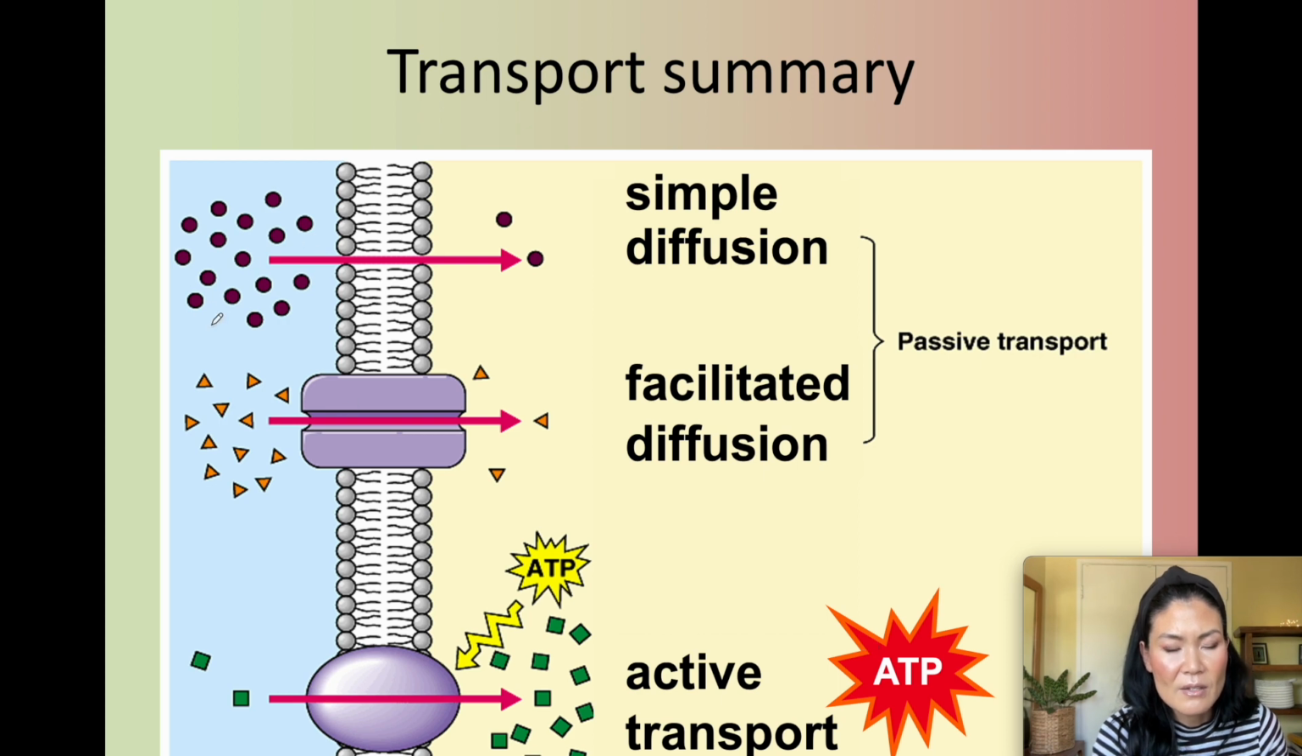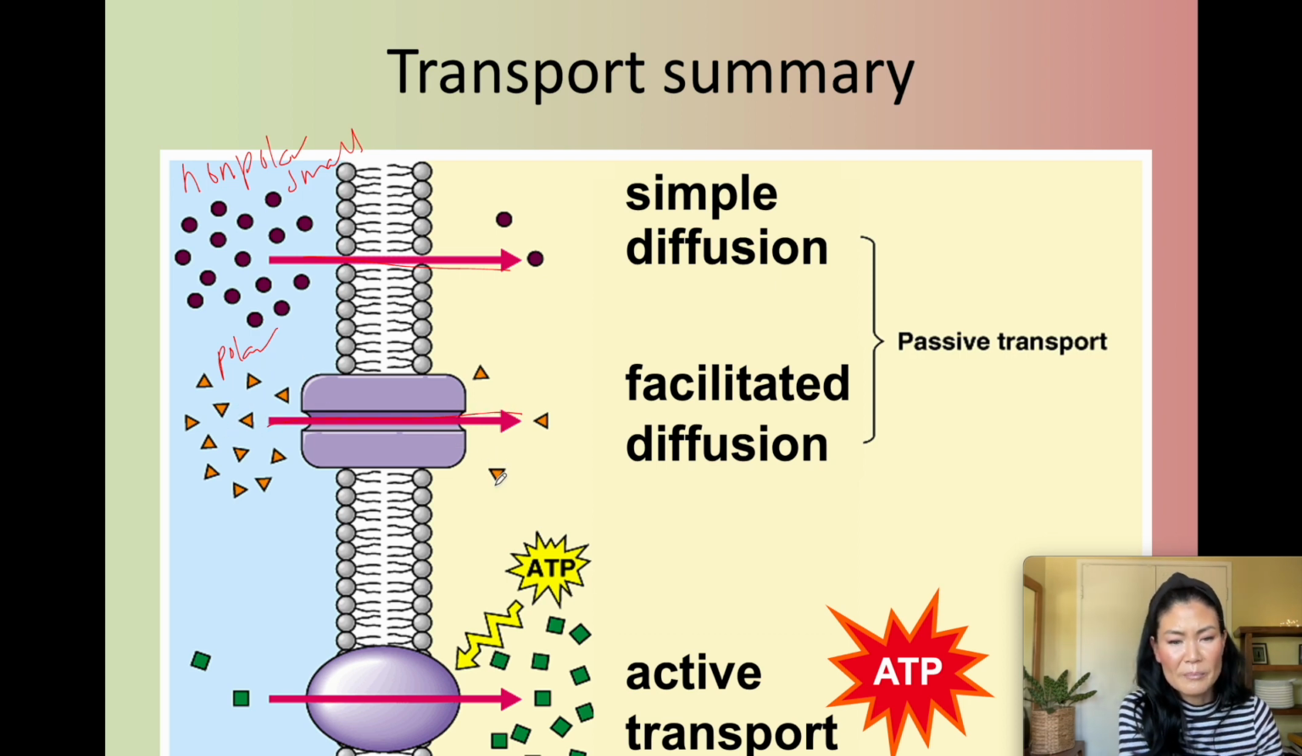So I like this picture too. Simple diffusion goes right through the phospholipid bilayer. It's got to be non-polar. It's got to be small, okay? Whereas over here, they're polar, charged, so they're going to have to move down their concentration gradient through the protein. Whereas active transport doesn't necessarily have to be non-polar or polar, but in the case of the sodium-potassium pump, it's a charged ion that's going to be pumped against the concentration gradient into an area where it's already crowded.